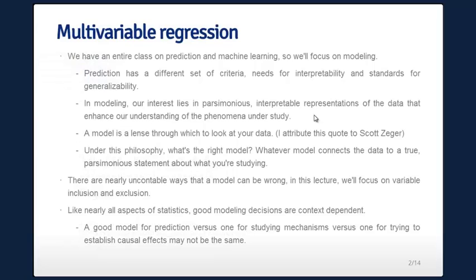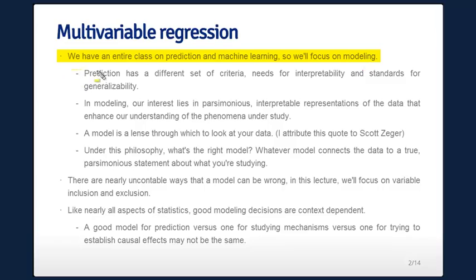What we're going to talk about in this lecture is the difficult topic of navigating when you have multiple predictors and choosing a model, and what are the consequences of including variables that you shouldn't, or not including variables that you should. Okay, so first point I'd make is we have an entire class on prediction and machine learning. So we're going to focus on modeling.